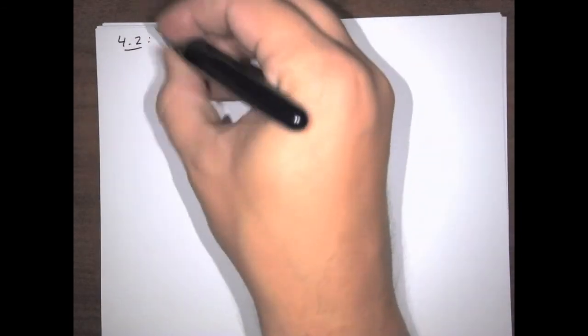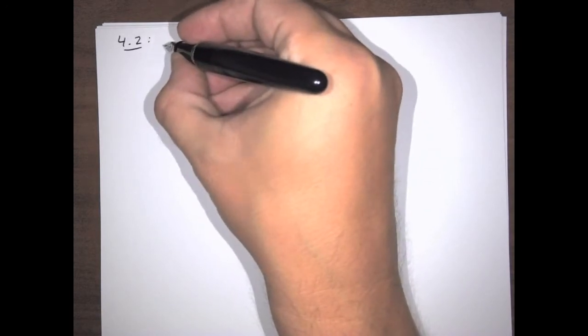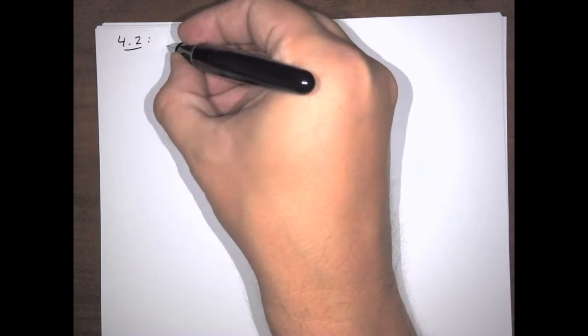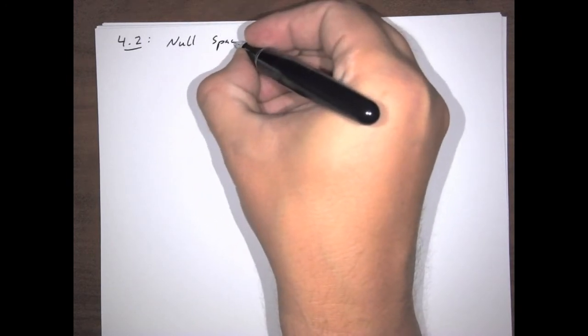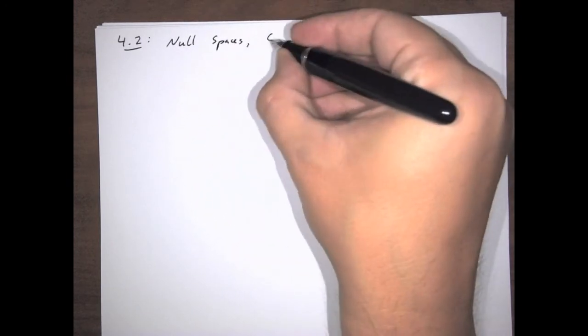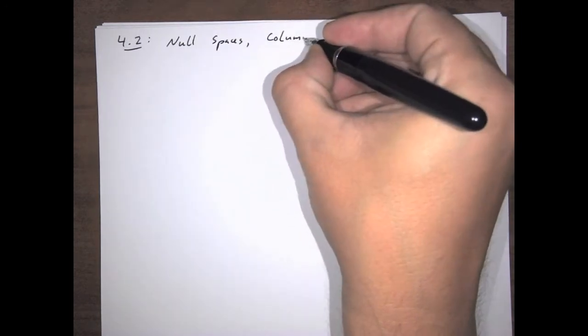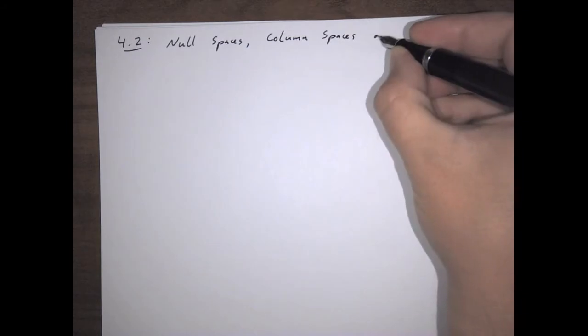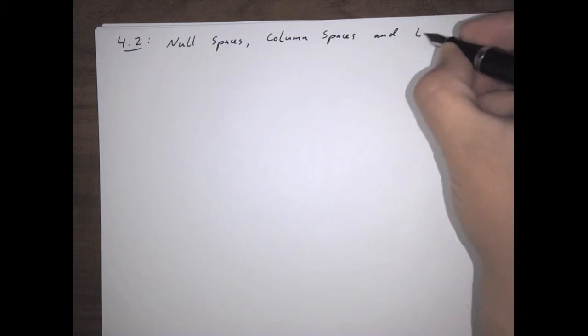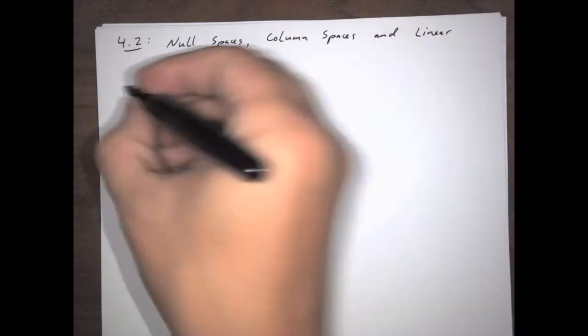Today, we'll be doing 4.2, in which we will revisit null spaces and column spaces in the context of linear transformations.